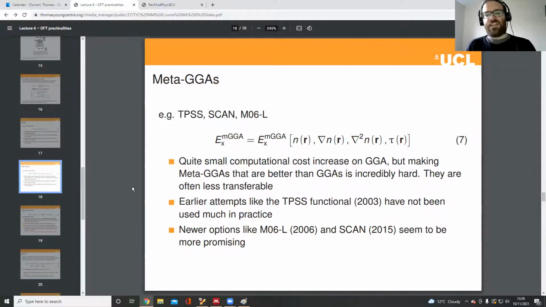I think it's fair to say that some of these newer iterations, things like SCAN from 2015, for instance, are looking like they might be a bit better than some of the past meta-GGAs. But still, meta-GGAs are not used loads at the moment. So even though there does seem to be a clear route to using this second derivative and the kinetic energy to make better approximations, people have struggled a lot to produce good approximations in this way.